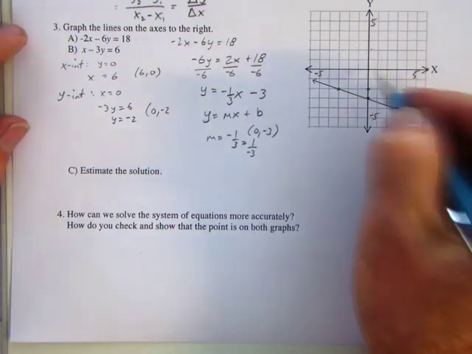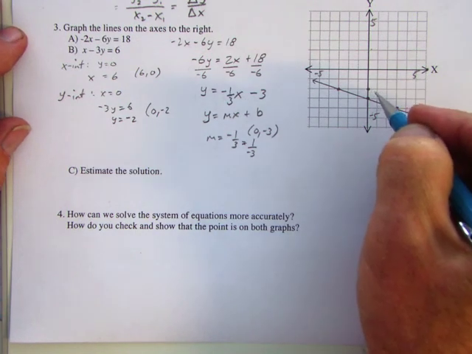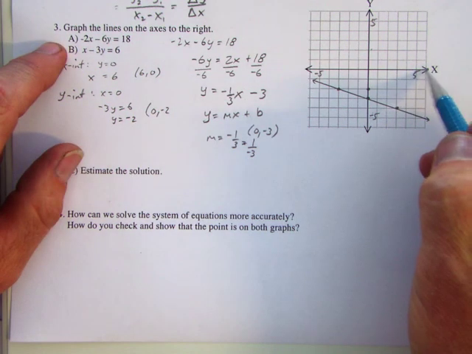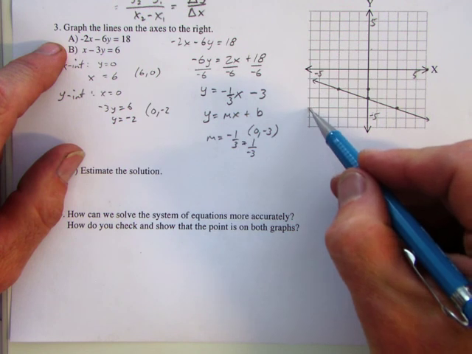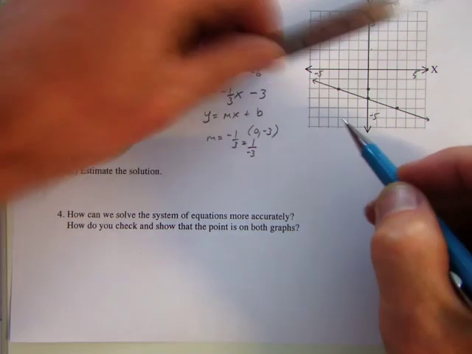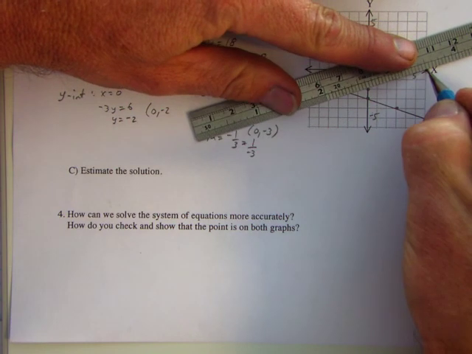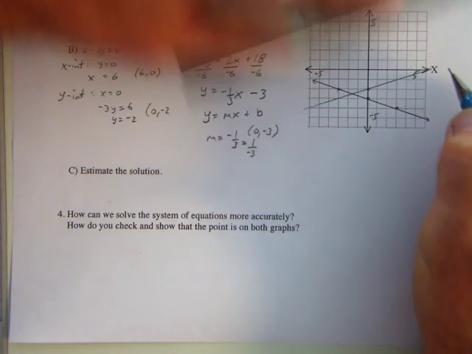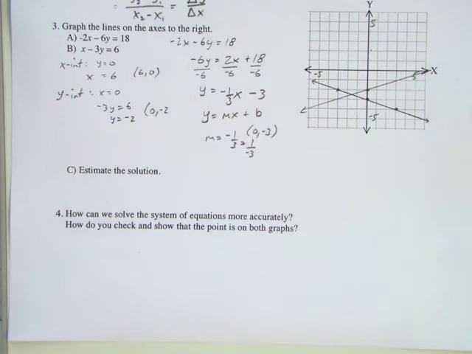We could use this idea, since we have 2 points and it's a line, it has a constant slope. So we could have another point. This is going over 6 and down 2. We could go over 6 and down 2 again, and we have a third point. The more points we have there, the more accurate we'll be. Now, we've graphed the 2 lines.